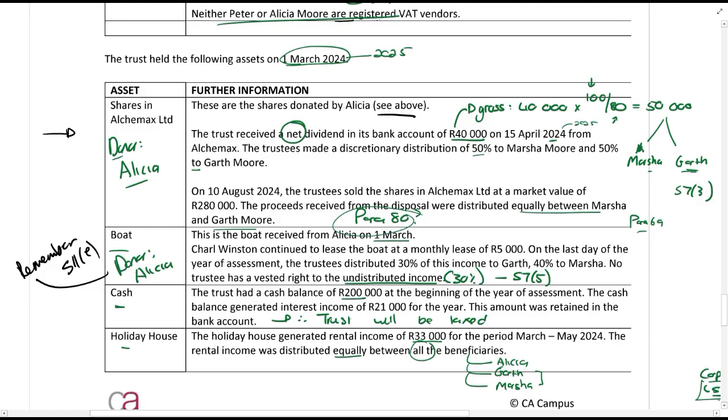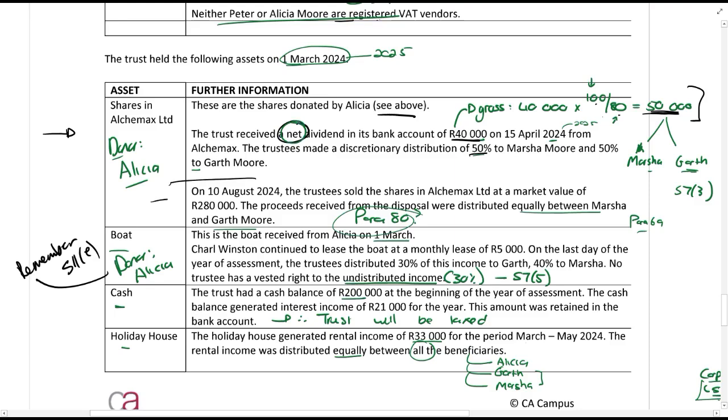The trust received 40,000 rands, a net amount, so that's after dividends tax of 20%, in its bank account on the 15th of April from Alcumax. So we have to gross it up, times 100 over 80 gives us 50,000. You have to show this calculation also in your script, obviously. And then they tell you 50% of that went to Marcia and 50% went to Garth.